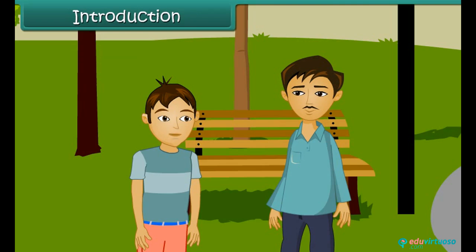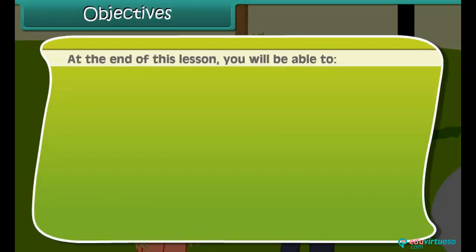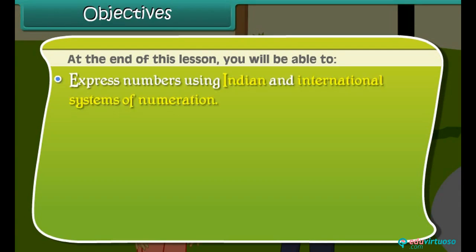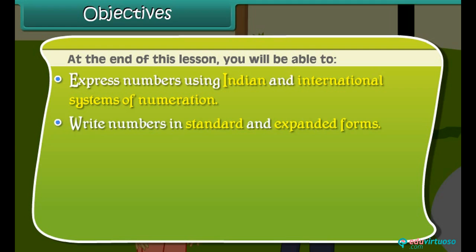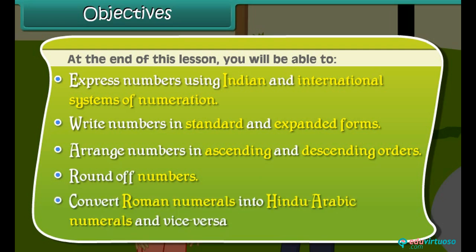In this lesson, you will learn about large numbers. Objectives. At the end of this lesson, you will be able to express numbers using Indian and international systems of numeration. Write numbers in standard and expanded forms. Arrange numbers in ascending and descending orders. Round off numbers. Convert Roman numerals into Hindu Arabic numerals and vice versa.